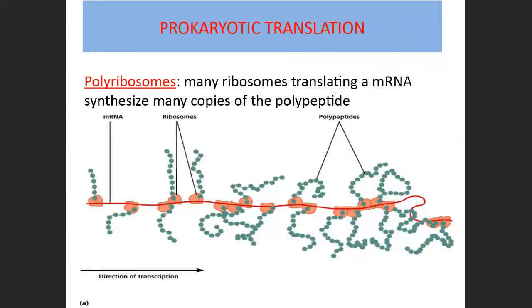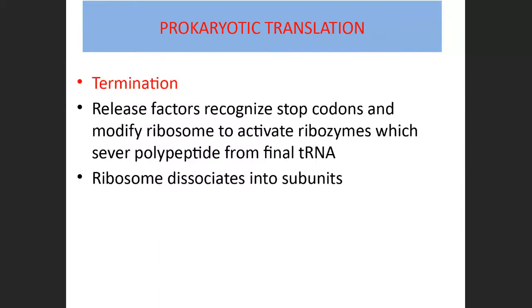Another thing to keep in mind is, again, the cell doesn't need one copy of the protein, of the polypeptide. It needs many, many copies. So there will be many ribosomes sitting on a messenger RNA, all of them moving and translating that polypeptide, so that at the end of the day, there are many copies of the polypeptide being made. Again, termination happens when the stop codon arrives.